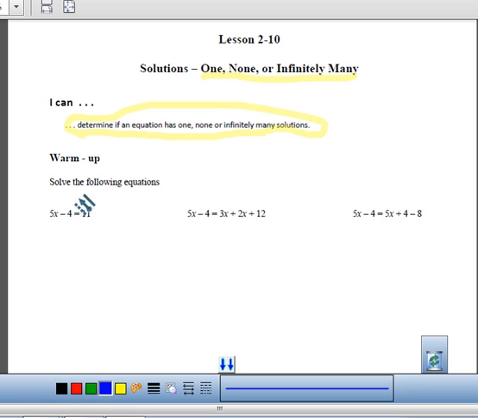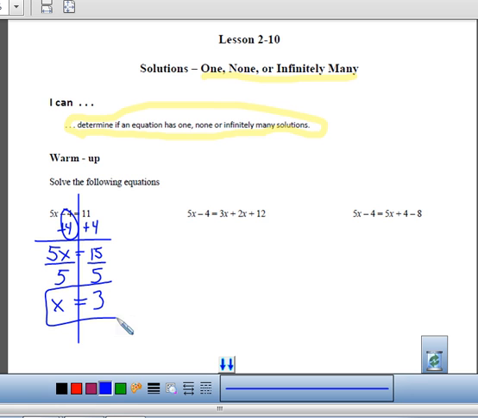I'll draw a nice straight line through the equal sign so I remember to do my steps on both sides. First step, add 4 to both sides, plus 4 plus 4. Seems pretty simple. 5x equals 15. Now I'm going to divide both sides by 5, and we get x is equal to 3.